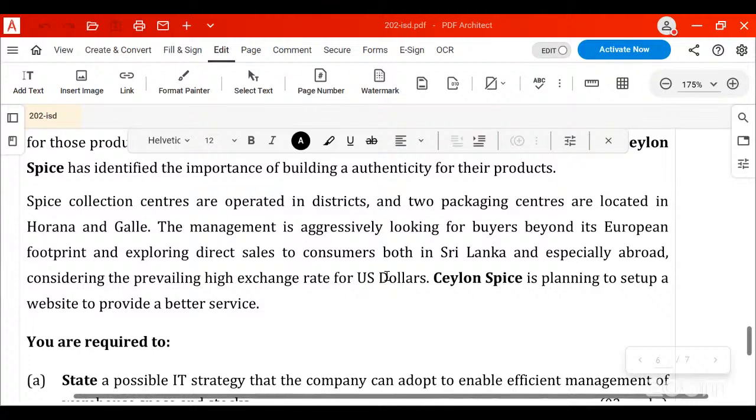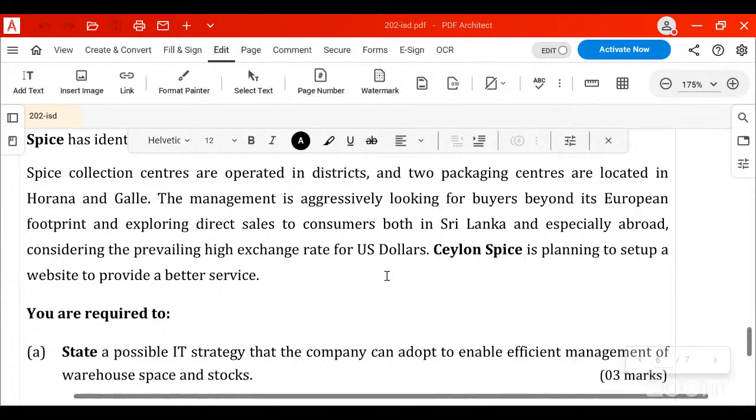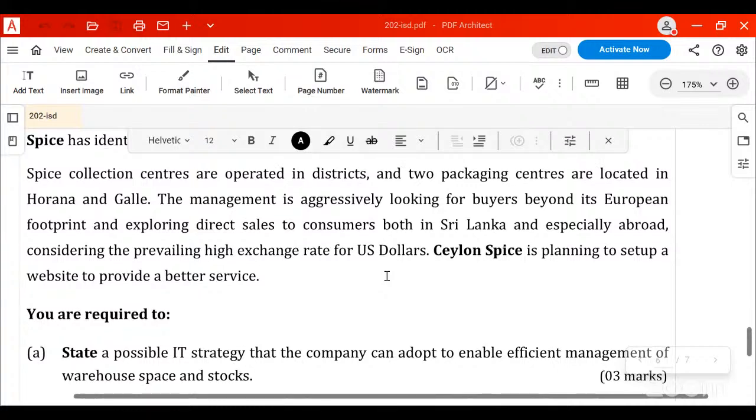The management is aggressively looking for buyers beyond its European footprint and exporting direct sales to consumers both in Sri Lanka and especially abroad. Considering the prevailing high exchange rate for US dollar, Ceylon Spice is planning to set up a website for better service.